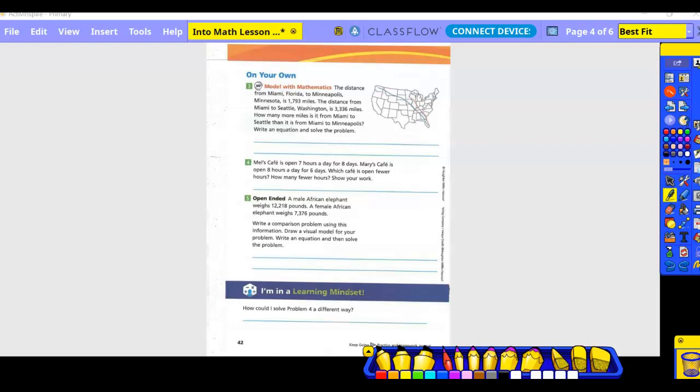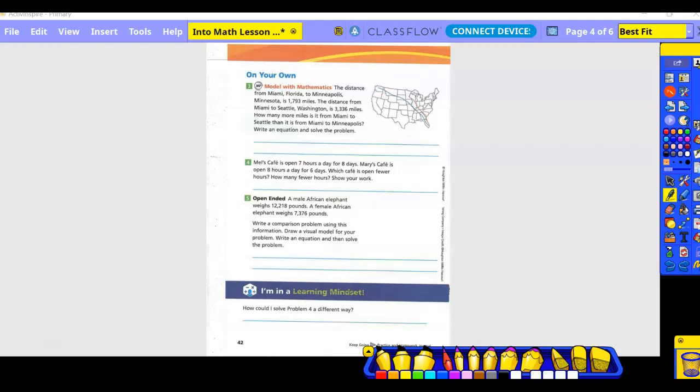On your own, number 3, model with mathematics. The distance from Miami, Florida to Minneapolis, Minnesota is 1,793 miles. The distance from Miami to Seattle, Washington is 3,336 miles. How many more miles is it from Miami to Seattle than it is from Miami to Minneapolis? Write an equation and solve the problem.